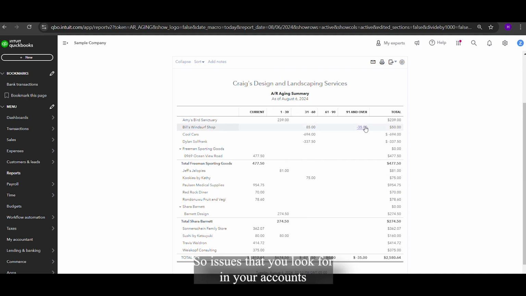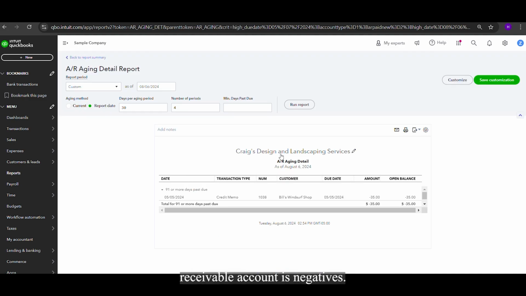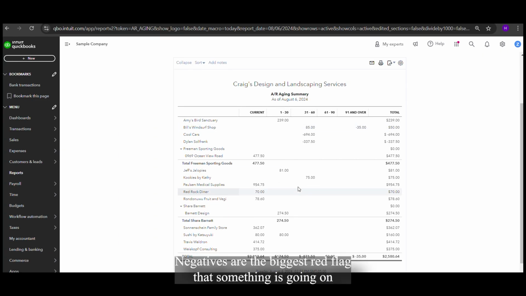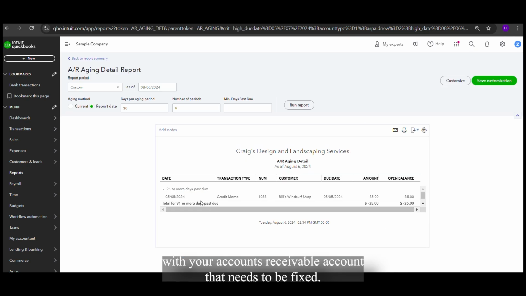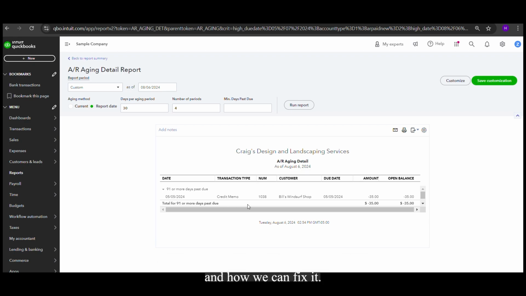So an issue that you look for in your accounts receivable account is negatives. Negatives are the biggest red flag that something is going on with your accounts receivable account that needs to be fixed. So we are going to click on one of these and figure out why we have a negative and how we can fix it.